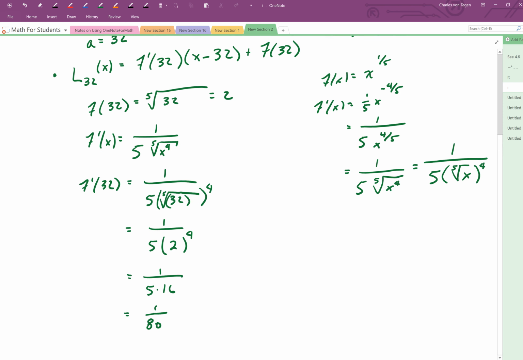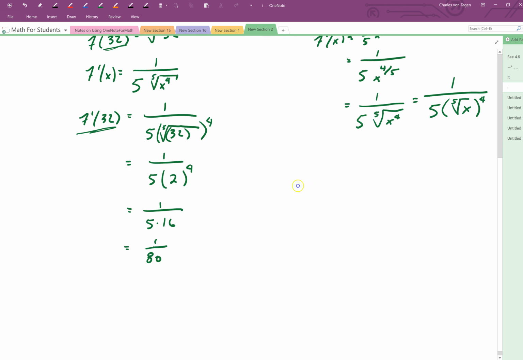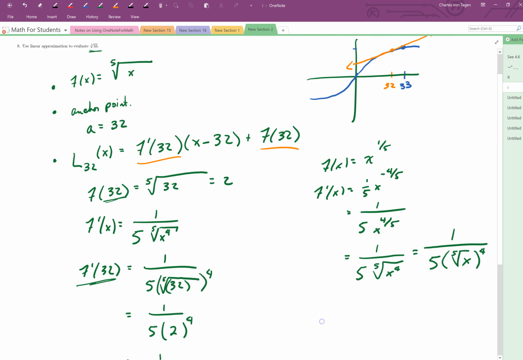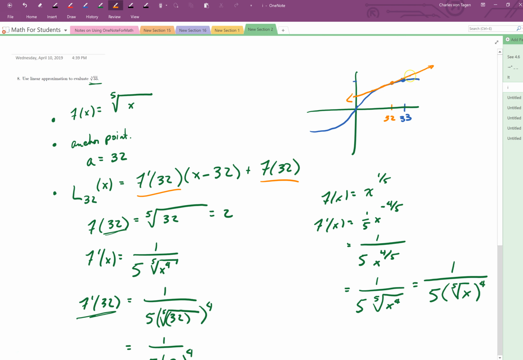So now we know both what f of 32 is and what f prime of 32 is, so we're ready to plug those two values into our linearization, and we get that L of 32 of x is equal to 1 over 80 times x minus 32 plus 2. So now I'm ready to approximate the fifth root of 33. Oh, excuse me, this is still anchored at 32. So we're going to plug 33 into our linearization. That is, in terms of the picture here, I'm going to plug 33 into the orange line and say that its output is very close to the fifth root of 33.